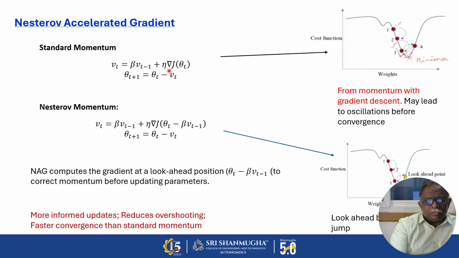Here, if you look at this, this is the formula that we use. This is the learning rate, and the del J is the gradient of the loss function with respect to the weight. Okay, so theta t is the current position. Here in this case, we apply the look-ahead position. Okay, so that is how Nesterov momentum helps us to reduce the oscillations.